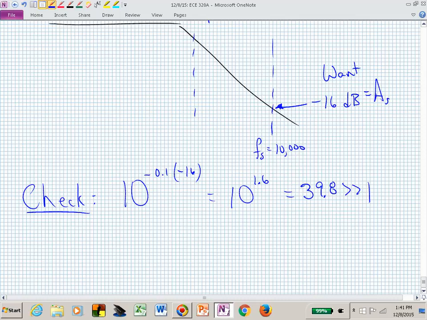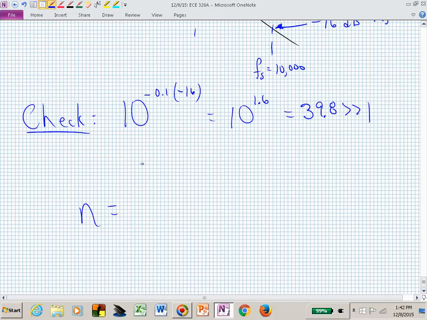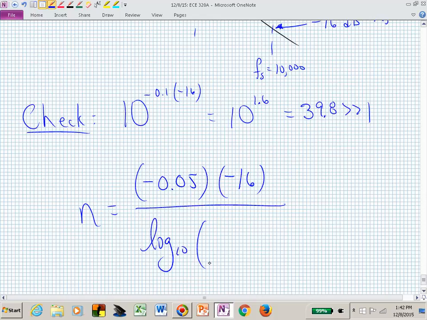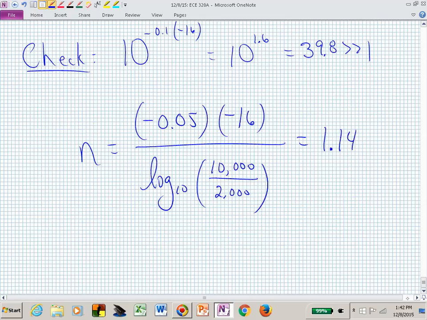So what's the filter order? If we use our formula, the formula says that the order of our filter is little n, which is minus 0.05, times A sub S, which is minus 16, times the log base 10 of 10,000. And since we were both in hertz, we can just take their ratio. We don't have to convert those to radians per second, divided by omega sub p. We get 1.14. Can you build a filter that's 1.14 in order?